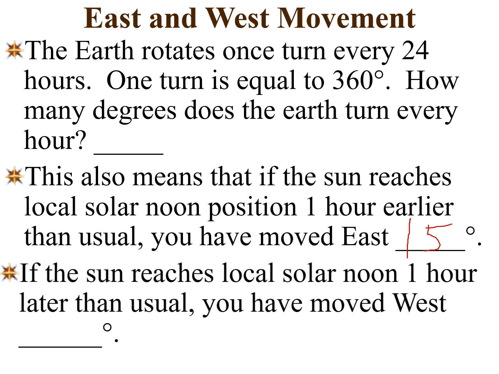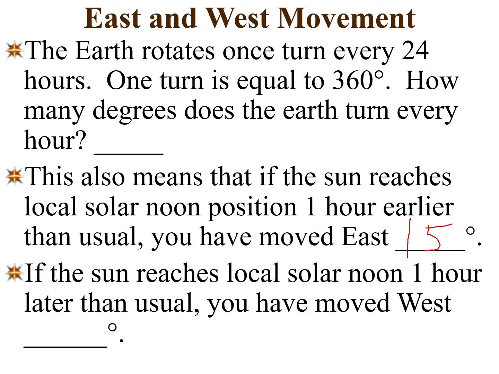15 degrees. So if the sun reaches local solar noon 1 hour later than usual, well, you're racing away from the sun. So you must be moving west, and you've moved west 15 degrees. So that's not so hard.